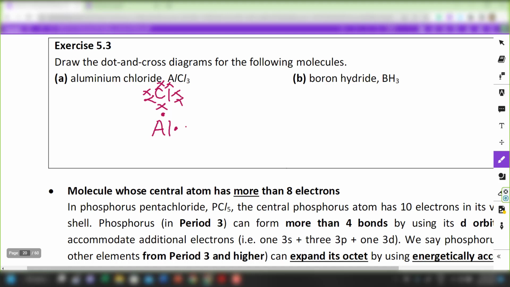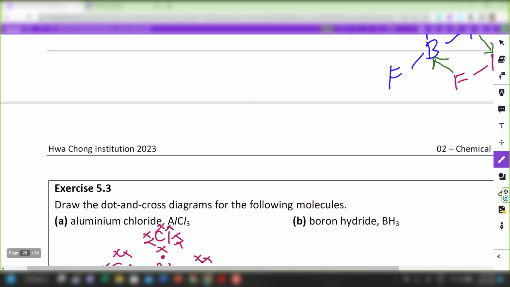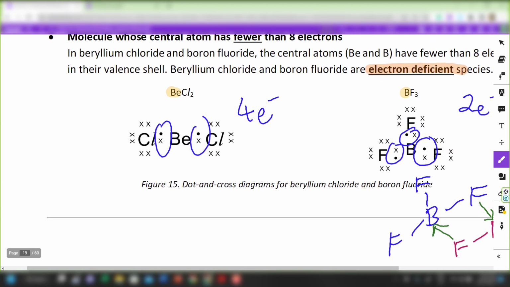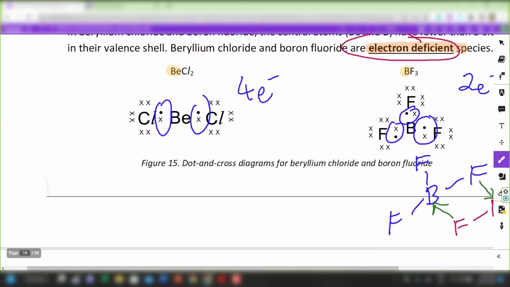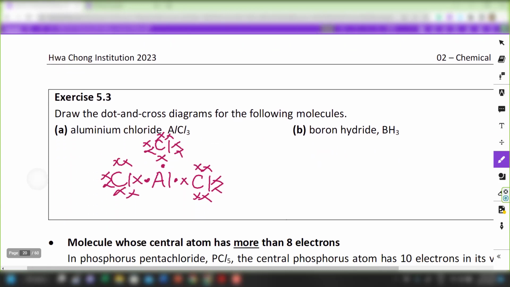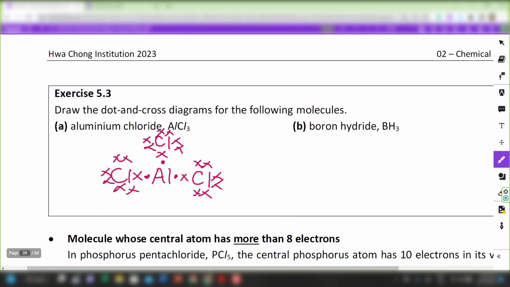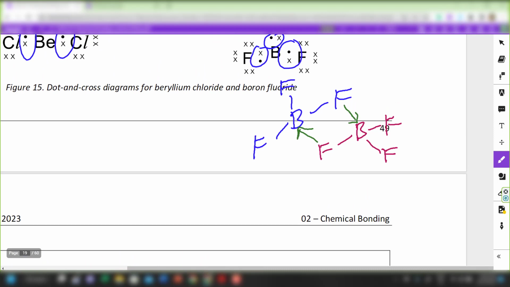Okay, so we'll do the same thing. Cl, cross, cross, cross, cross, cross, cross, and then dots, cross, and then Cl, cross, cross, cross, cross, cross, cross. So you'll notice that aluminium is also unsaturated, or in the earlier language we say that it's electron deficient. So this is the term to use. Indeed, it is 2 electrons short of the ideal octet configuration, and if given a choice, it will exist as a dimer similar to boron trifluoride.